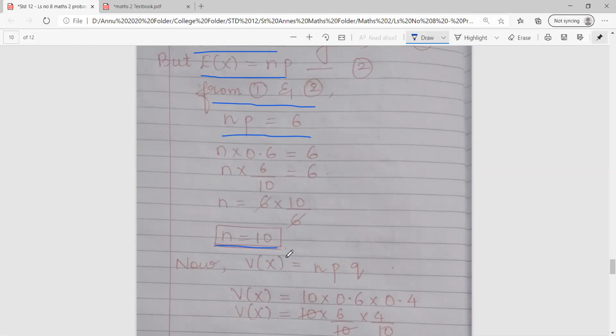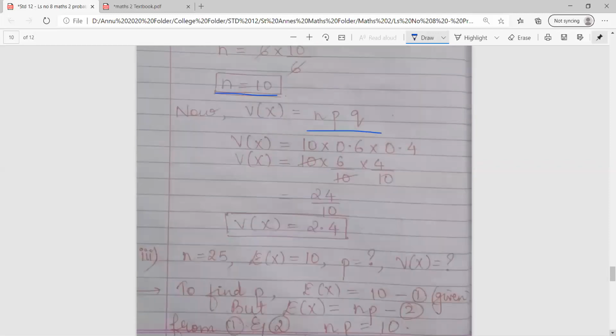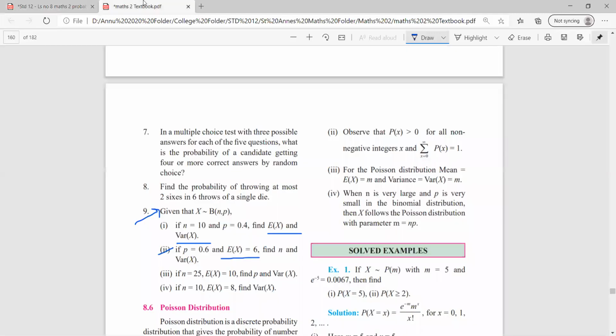Similarly, variance of x, now you have all the 3 alphabets. So variance of x is n into p into q. So 10 into 0.6 into 0.4. On removing the decimal, you get the variance to be 2.4. Easy? Okay.